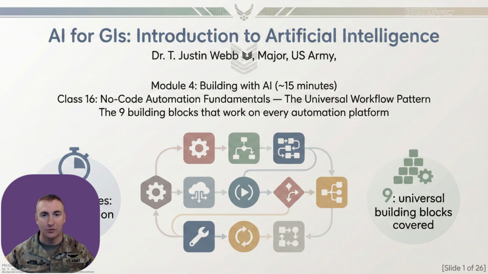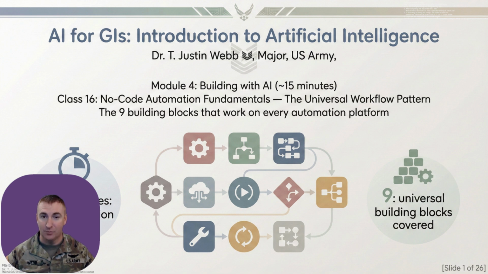300,000 personnel descriptions. Manual estimate, 5.7 years of continuous labor. Automated result, 1 week. That gap is not about technology. It is about knowing the building blocks. This class gives you the 9 universal components that power every automation platform you will ever touch.